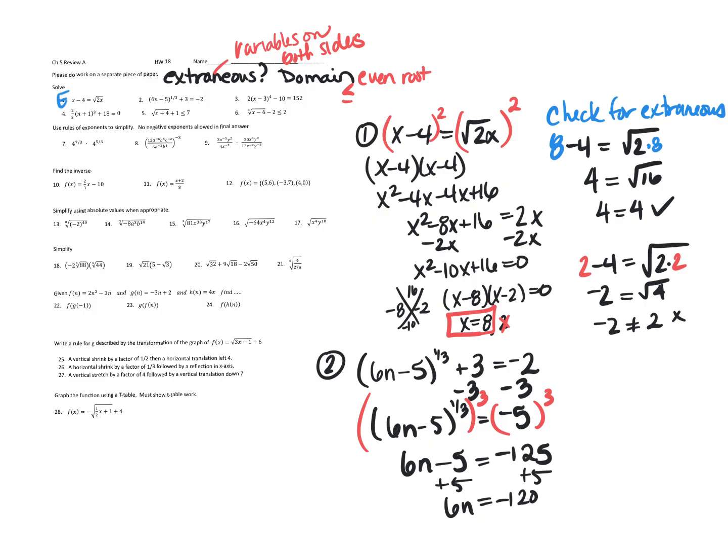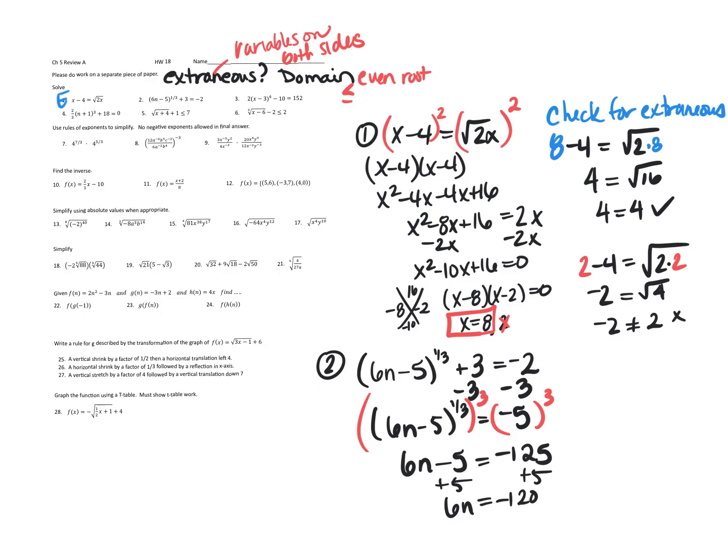And now we can factor: what two numbers multiply to 16 and add to negative 10? Negative 8 and negative 2. So this factors to x minus 8 and x minus 2. So x is equal to positive 8 and positive 2. Now we go back and plug it into the original equation to see if it works. So we have to check for extraneous. We have to show our work.